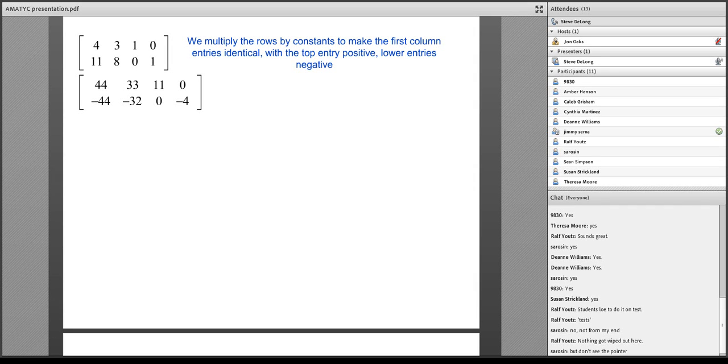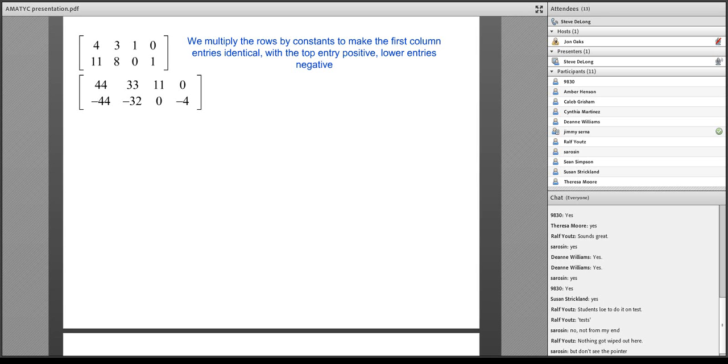And so you could see that I chose the least common multiple of the two values. I had 4 and 11, so the common multiple is 44. So I multiplied the top row by 11. That's where I'm getting the 44, the 33, the 11, and the 0. And I multiply the bottom row by -4, which gives me -44, -32, 0, and -4. And you can see that everything is getting larger, but it's all whole numbers.